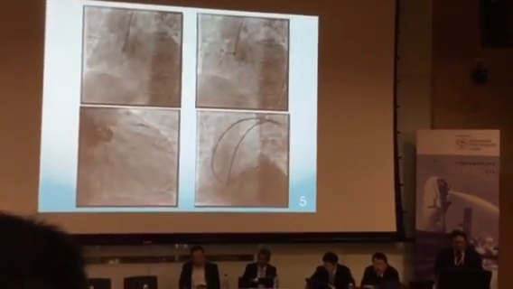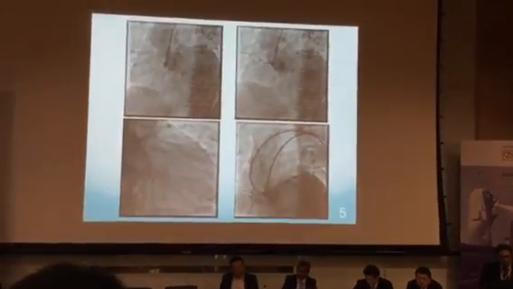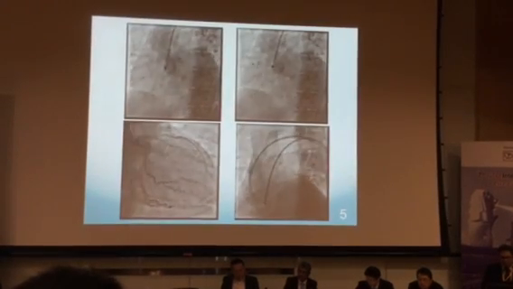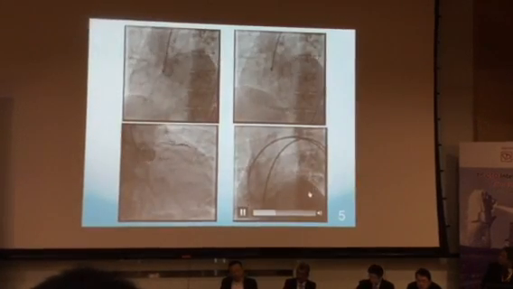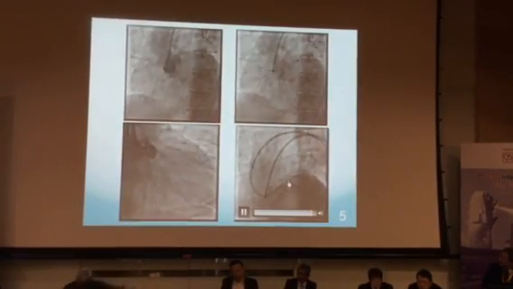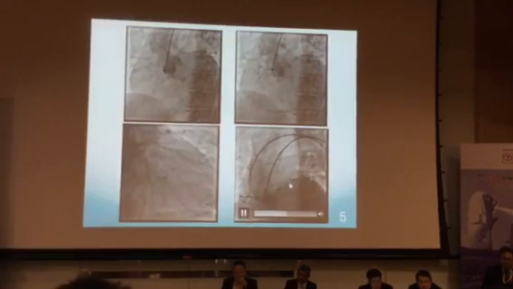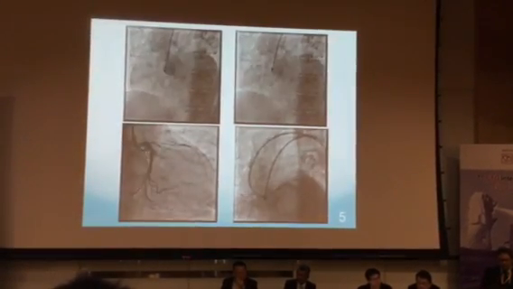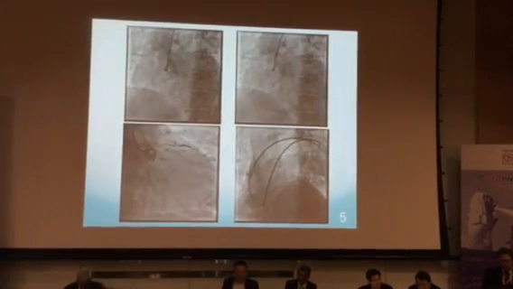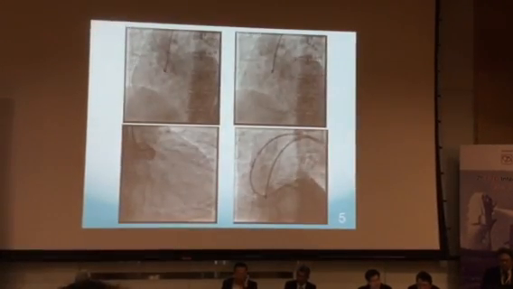This is a CTO of just the ostial LAD, but if you look carefully, you can see here there is a very tiny stump. Once you have a tiny stump, the chance to cross is better than when there is not even a tiny stump.